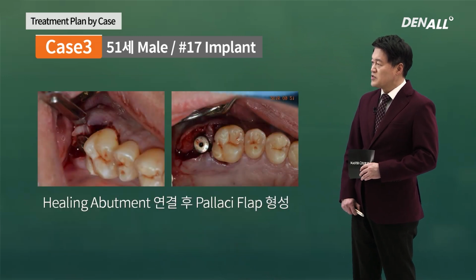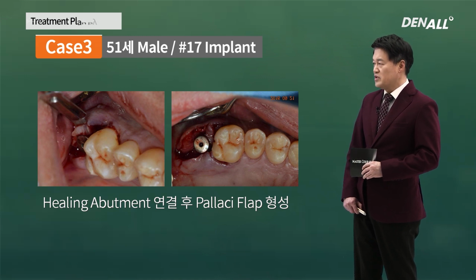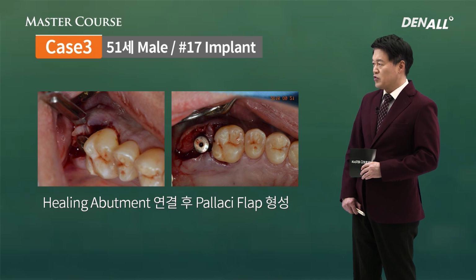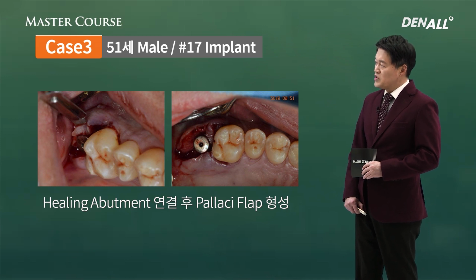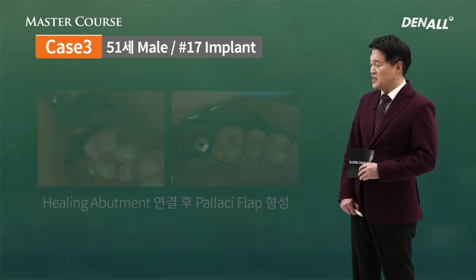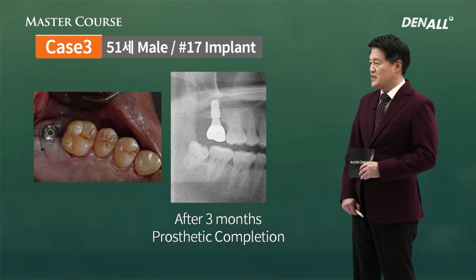Initial stability. As depth was adjusted, initial stability was gained slightly. Healing abutment was connected, and it was one-stage surgery. Luckily, there was sufficient attached gingiva. Palachi flap was formed, and there was suture on the mesial side.